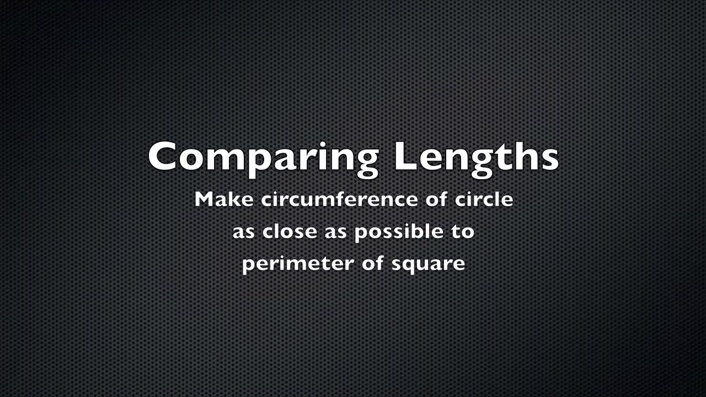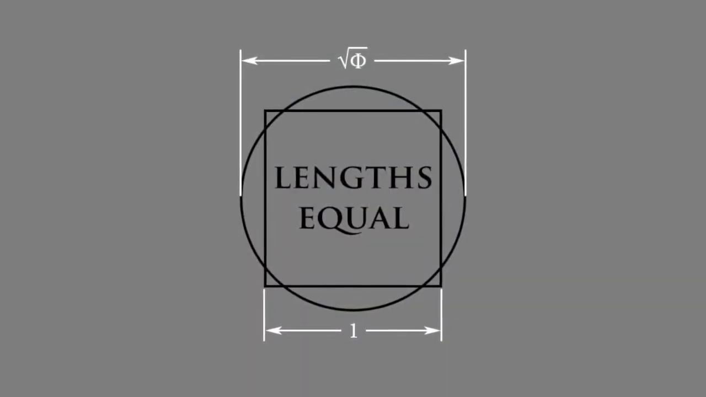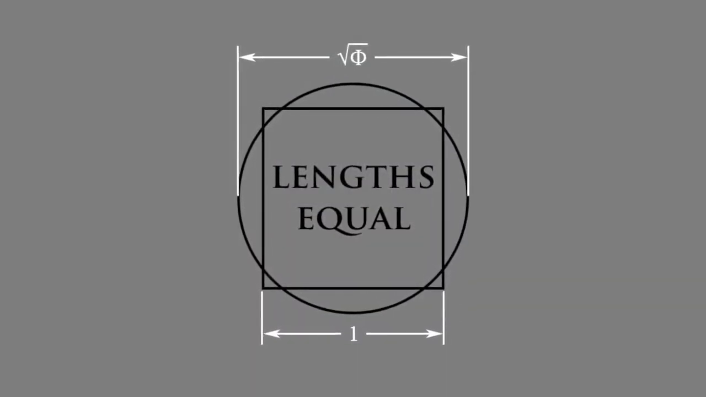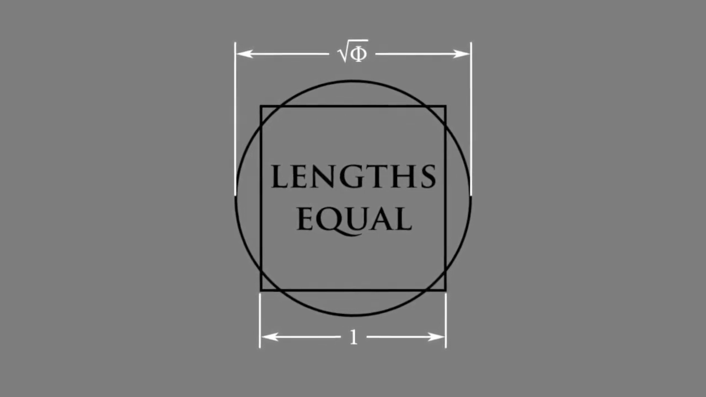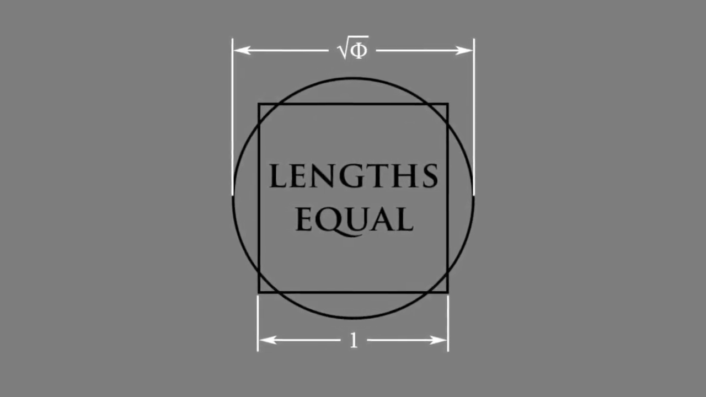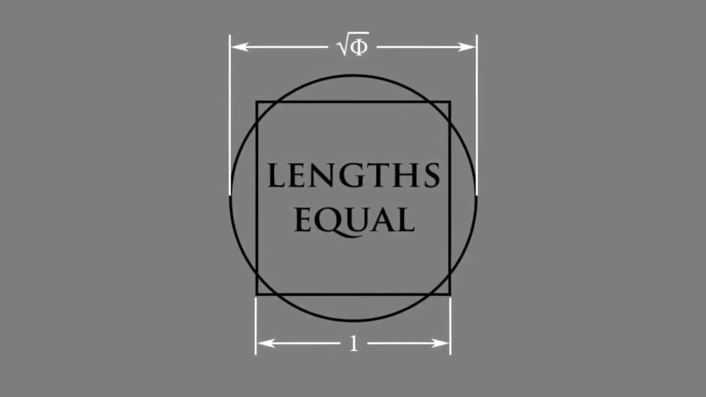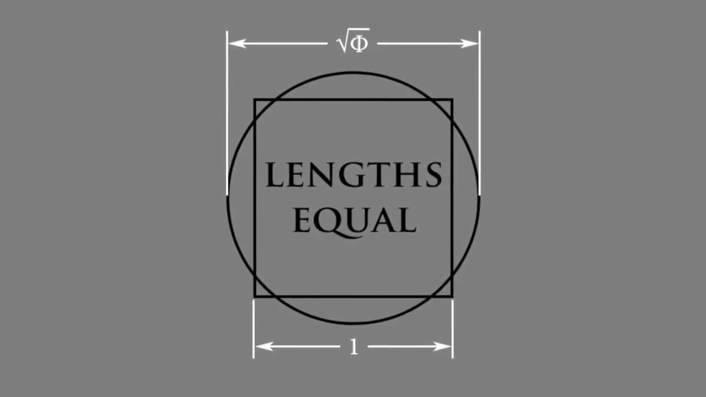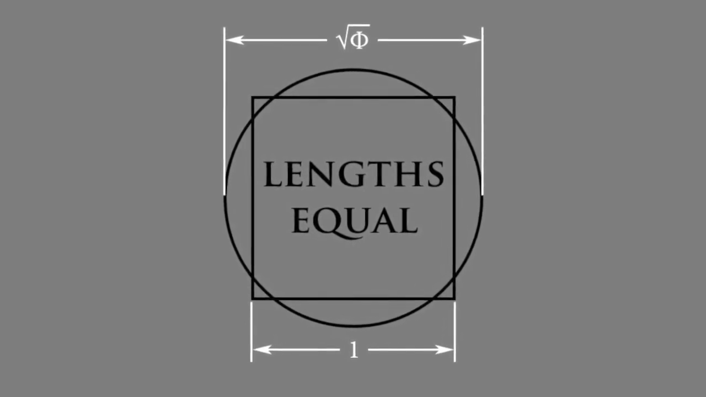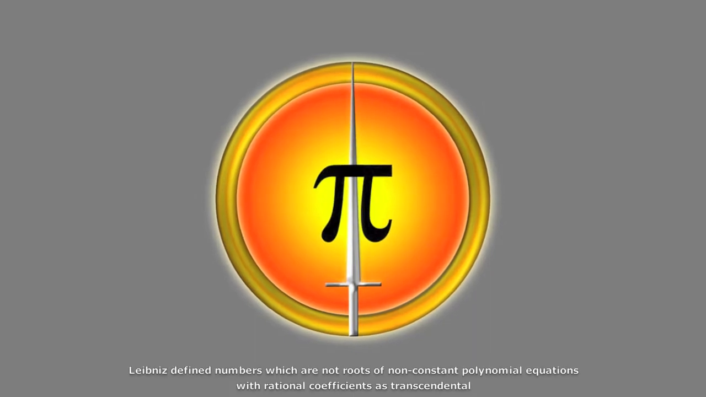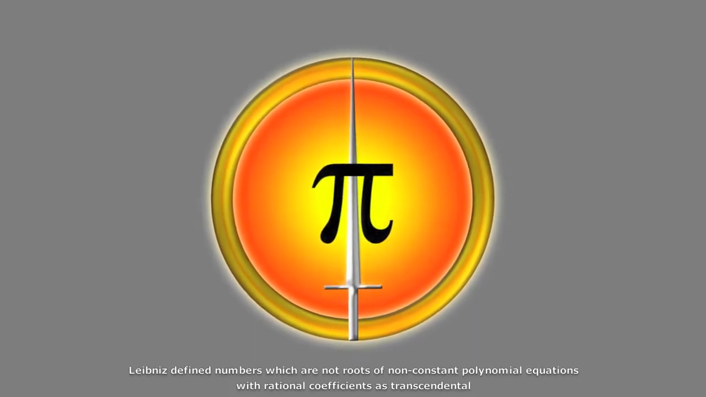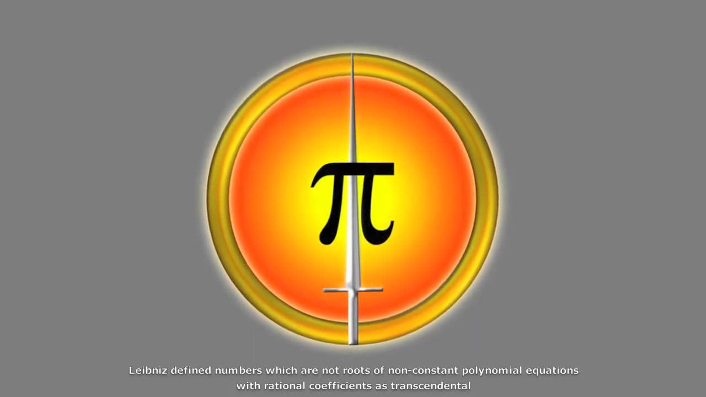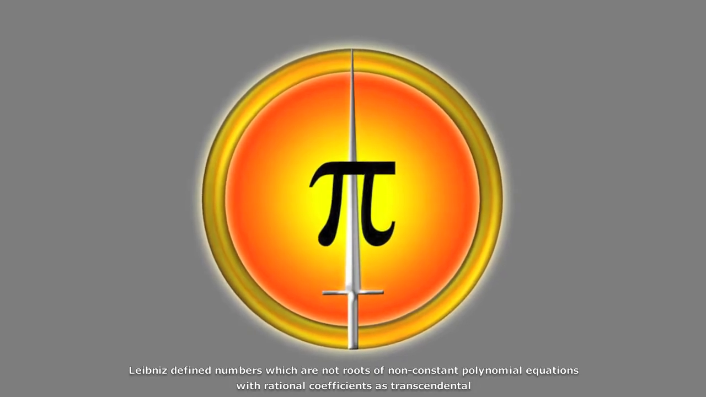The first method of reconciling a square with a circle is by comparing lengths. Using a computer, I can draw a circle with a diameter equal to the square root of phi around a square with an edge length of 1. The lengths of square and circle are 99.9% equal. All circle and square constructions are approximations because of what mathematicians describe as the transcendental nature of pi.